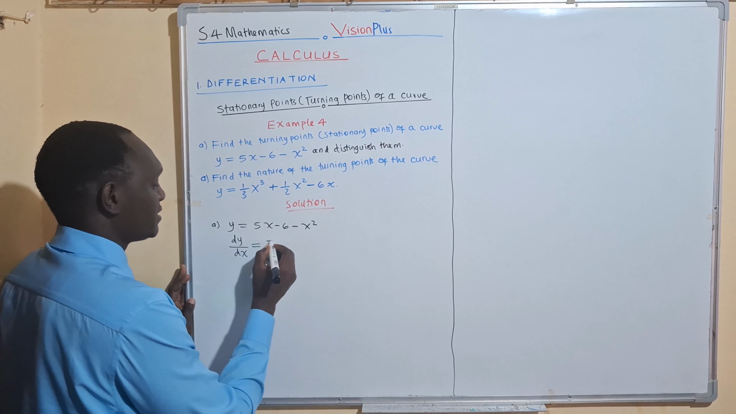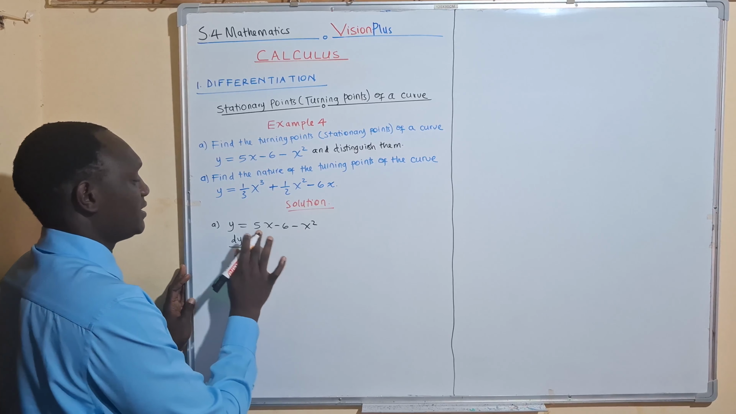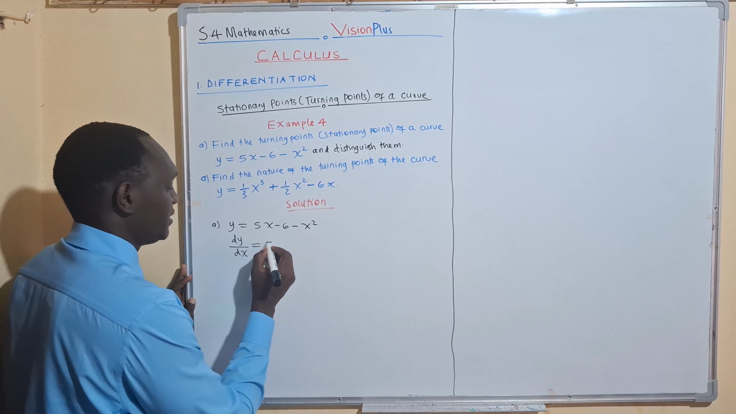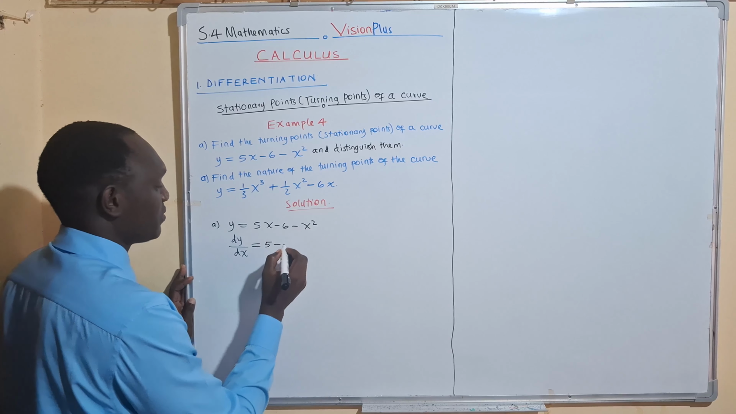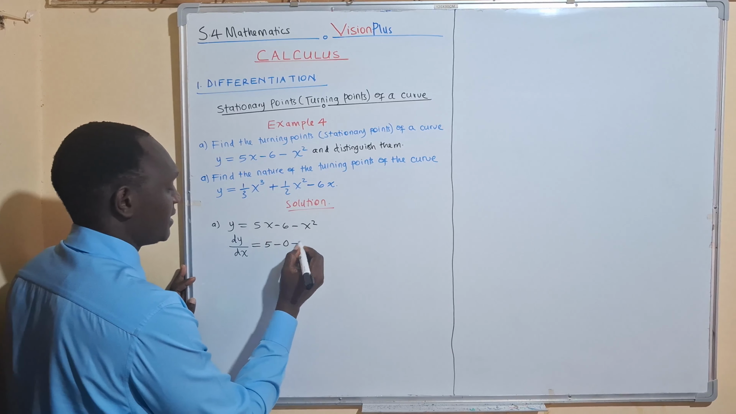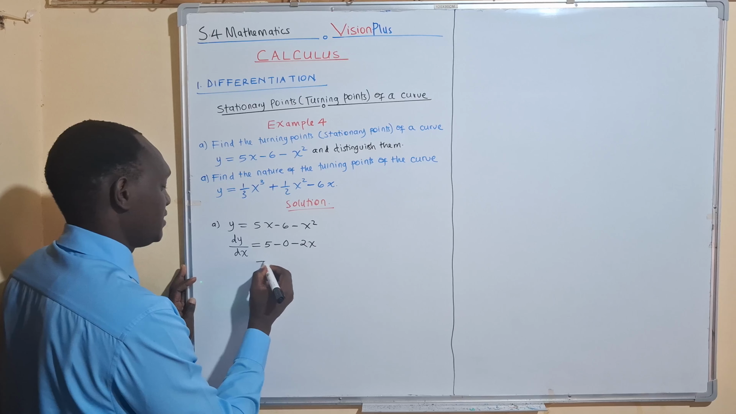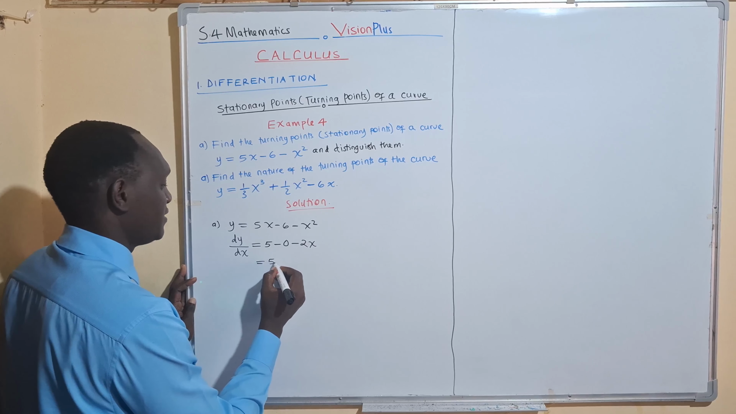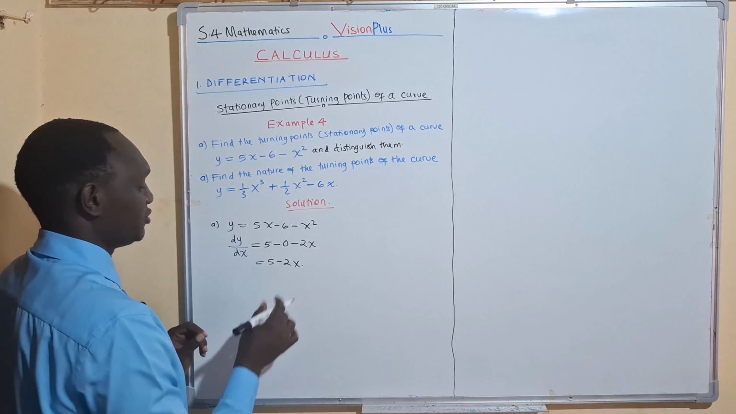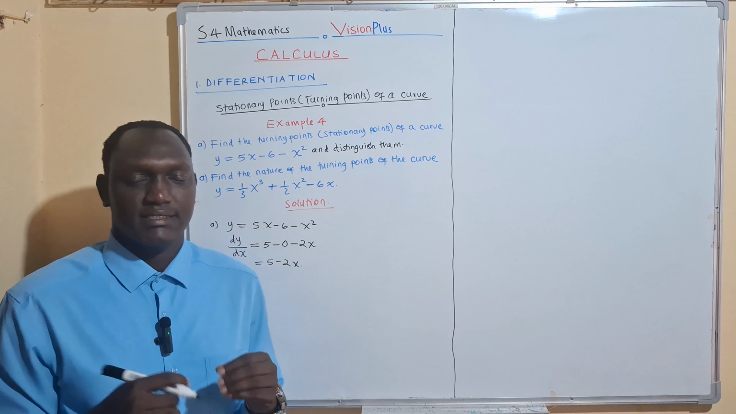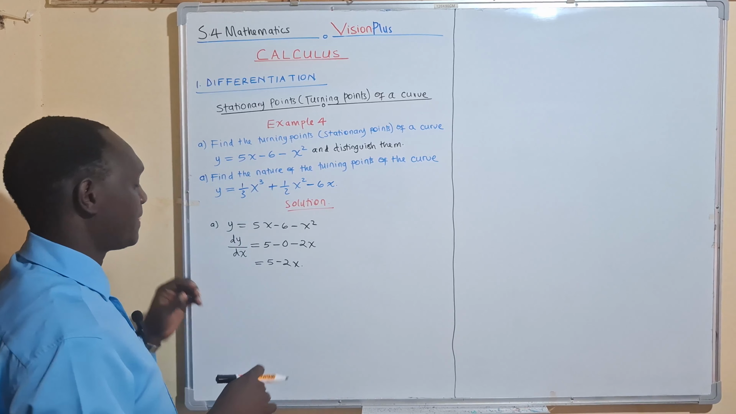So this here gives us 5x. If we differentiate 5x, it gives us 5. Minus, if we differentiate 6, a constant, it gives us 0. Minus, if we differentiate x squared, it gives us 2x. This gives us here 5 minus 2x. This is the gradient function of the curve. That is a function that defines for us the gradient of the curve at any point.